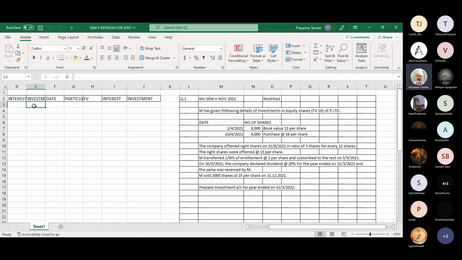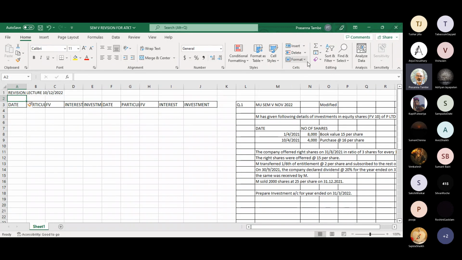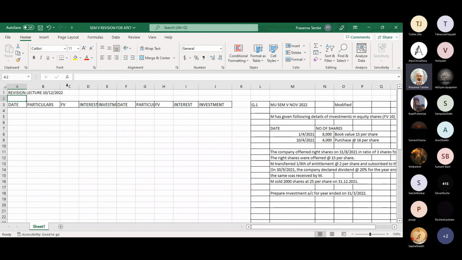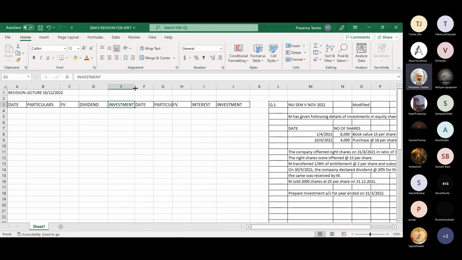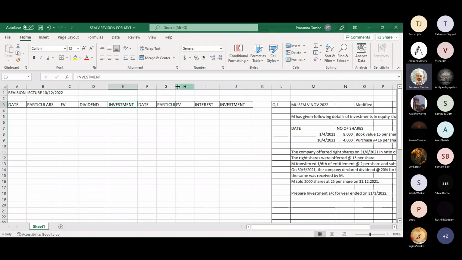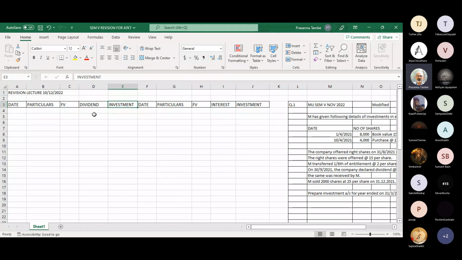So let's prepare the format, the usual investment account format. All of you do this format, and then we'll start with the ledger. Your columns are date, particulars. We'll need a face value column. Instead of interest, we will have dividend now. This is a share. Then the investment value, the cost or sales value as the case may be. Similar columns on the credit side. So prepare the format, and then we'll start.